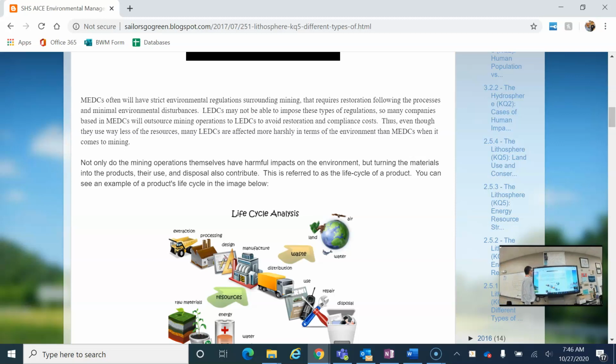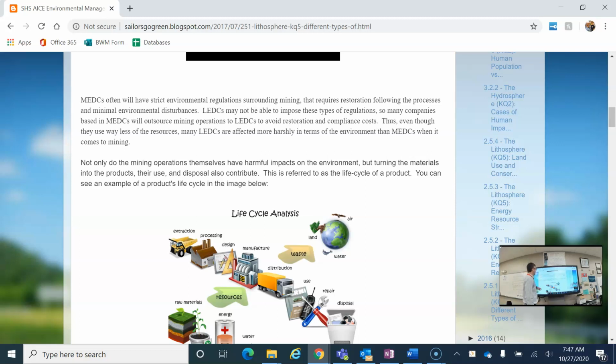All right. So even though they use way less of the resources, many LEDCs are affected more harshly in terms of the environment than MEDCs when it comes to mining, because they can't enforce the regulations. Now, not only do the mining operations themselves have harmful impacts on the environment, but turning the materials into the products and their use and disposal also contribute.